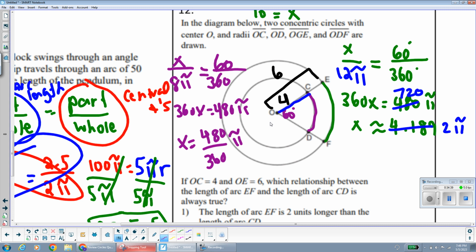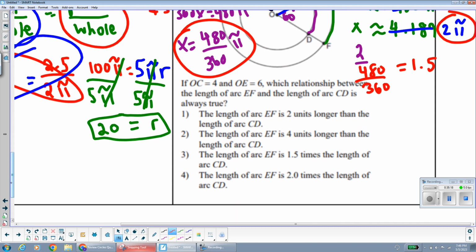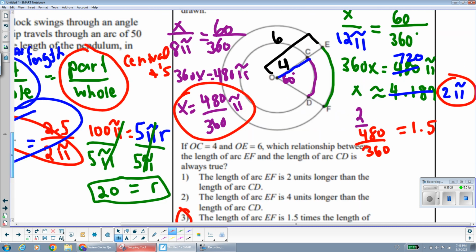In your calculator, type in 2 pi in the fraction button, divided by, oh, sorry, not 2 pi, just the 2. Oops, my bad. Just the 2, just the coefficient, divide it by 480 over 360. And you should get 1.5. So the relationship between these two is this one is 1.5 times as large as this one. That one was a lot of work.